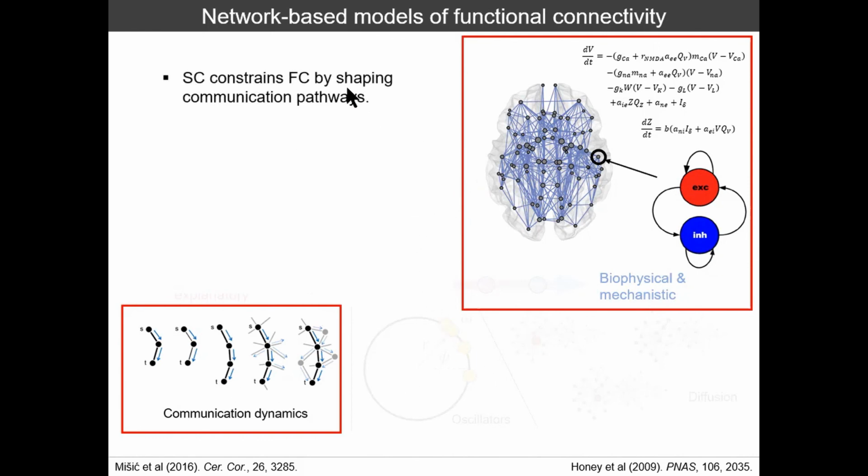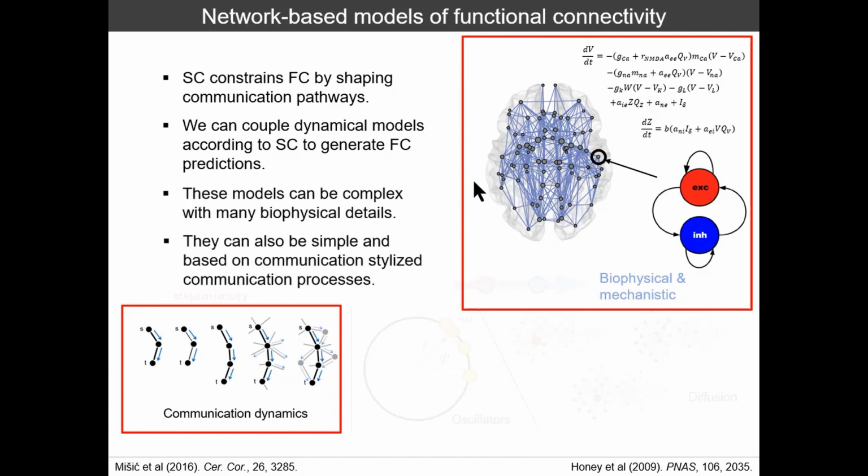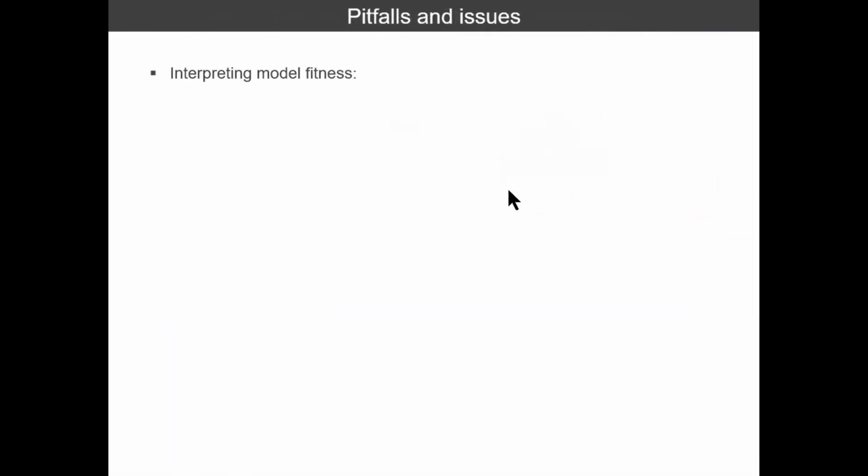A quick summary of this. Structural connectivity constrains function by shaping communication processes. We can use dynamical models that constrain structural connectivity to make predictions about function. Some of these models are complex, some of them are simple, but they both work and they're both suited for different kinds of questions. A really quick look at pitfalls and issues, and then I'll finish up.